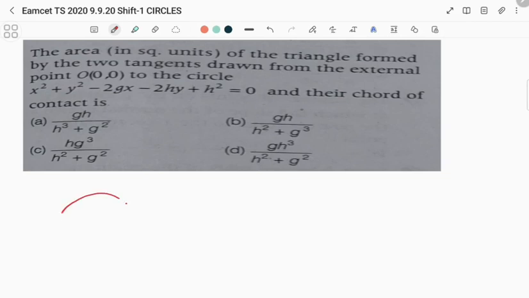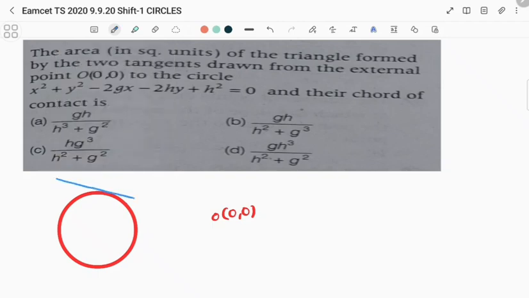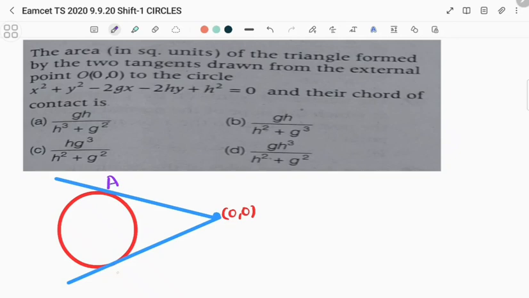So you have to draw the circle figure, and the external point is given as 0, 0. From this point we take the tangents. Chord of contact means the line segment joining the points of contact of the two tangents. So this point is A, this point is B. If we join like this, this is called the chord of contact.